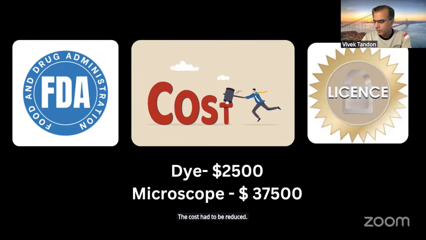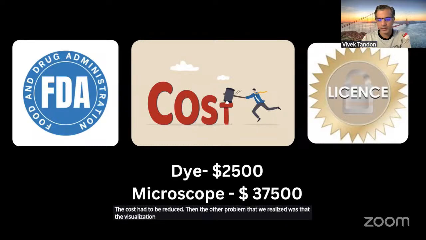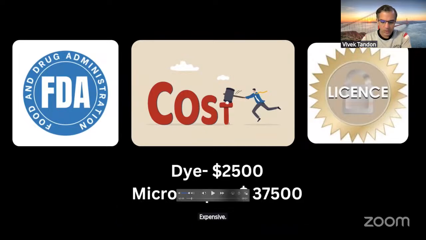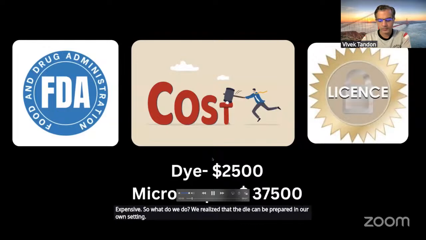Then the other problem we realized was that visualization through a microscope is again a costly thing, because the cost from Carl Zeiss is around $40,000. Similarly, Leica and Mitaka are expensive. So we realized that the dye can be prepared in our own setting.